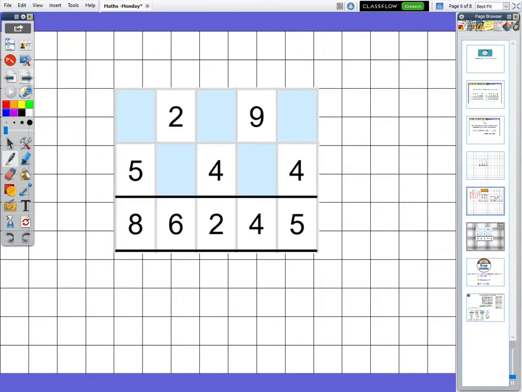Okay, and then we've got missing number problems. So some of you will see these today as well when you are doing your maths work. So I've got something, add 4 gives me 5. So I could subtract those, but I know my number bonds to 10 or to 5 even. So I could do 1, add 4 gives me 5.